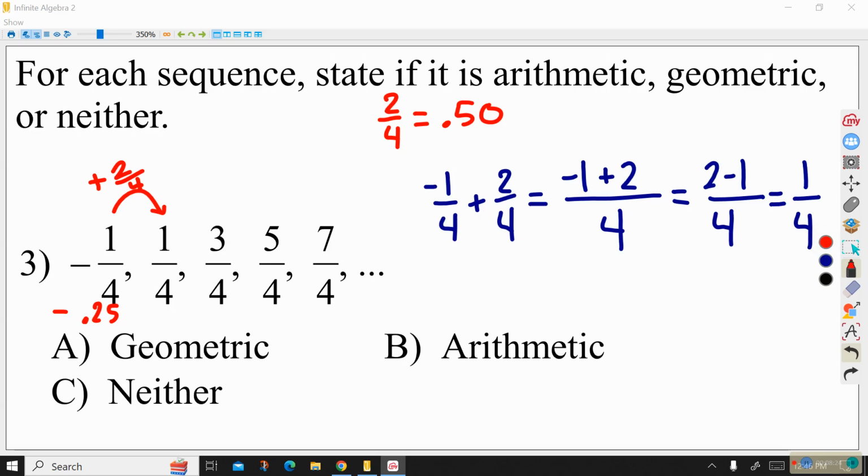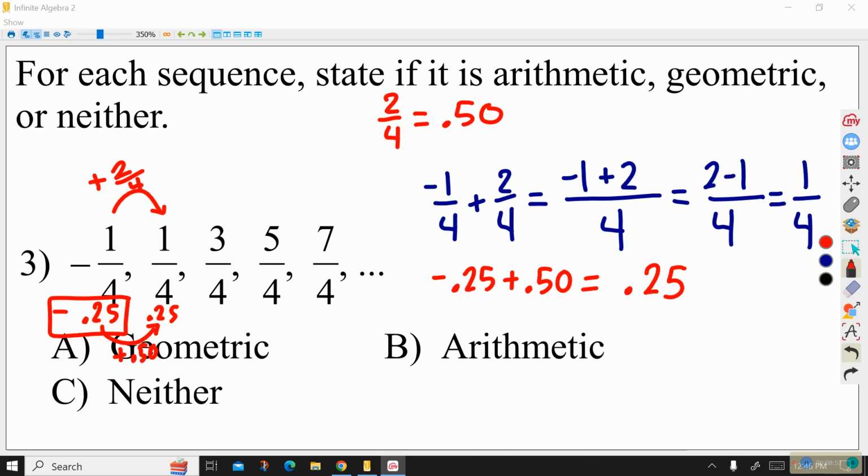Think about it with decimals though, right? Like I said, the negative 1/4 is negative 0.25. So what's negative 0.25 plus 50 cents? I'm hoping that you guys understand that that is just 1/4. So look, if I add 50 cents to negative 0.25, I should get 0.25. I should get 1/4.